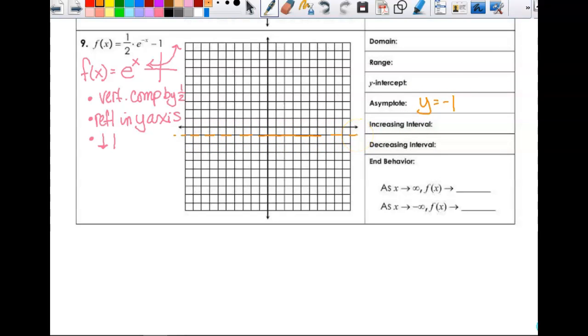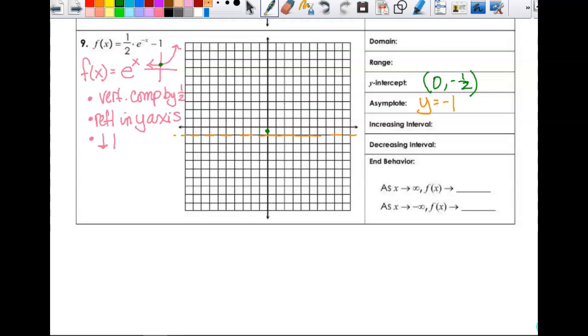Okay, beautiful. Then I'm going to, is this still 0, 1 for my parent function? Yep, sure is. So I'm going to go to 0, 1. I have a vertical compression by 1/2, so I go to 1/2. I reflect in the y-axis, which makes me go nowhere because I'm on the y-axis. And then I go down 1, so I'm right here. Which tells me my y-intercept is 0, -1/2, right?